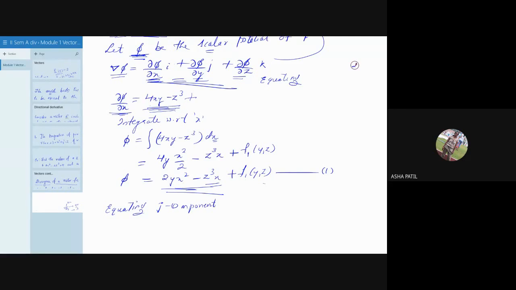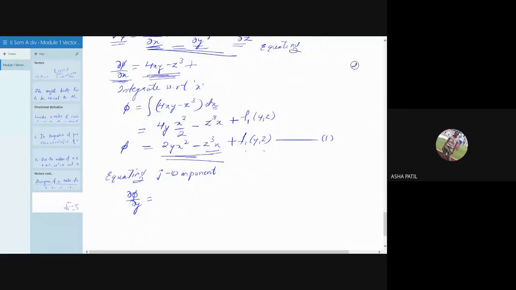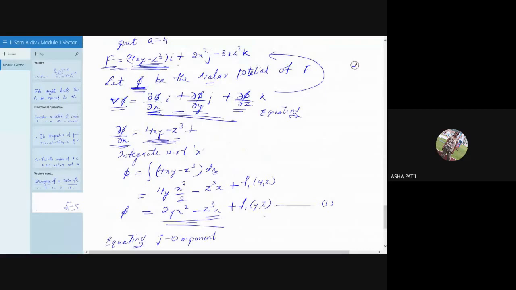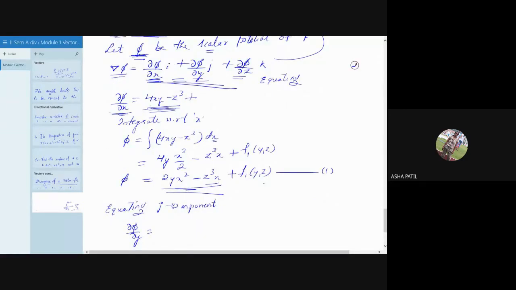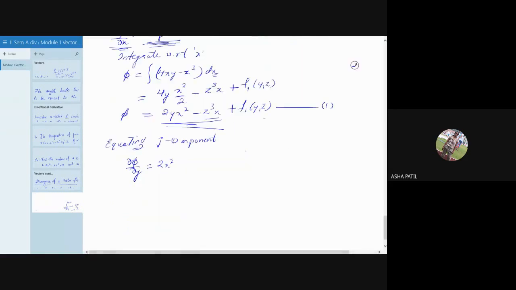What do we have? ∂φ/∂y equals, what's the j component there? It is 2x². ∂φ/∂y is 2x². Now again, to get φ, what do you have to do? Integrate with respect to y. Because it is ∂φ/∂y, we'll integrate with respect to y.